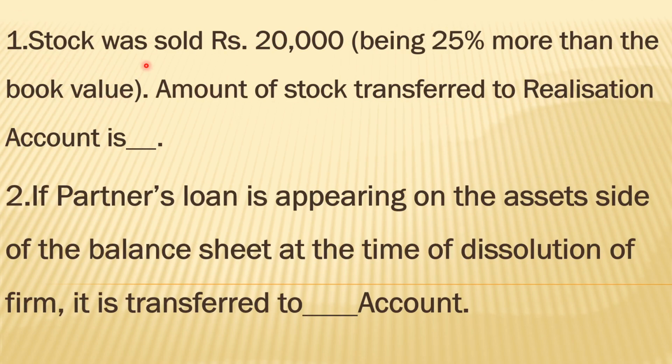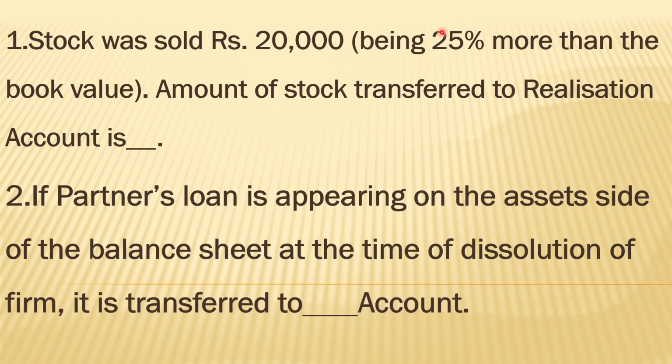First question: the stock was sold for rupees 20,000, being 25% more than the book value. Amount of stock transferred to realization account is? So this is actually the stock value when it is sold, like bank account debit to realization by bank entity, it is provided. But when you transfer the stock here on realization, like first phase entry, realization account debit to stock, so what will be the amount here?